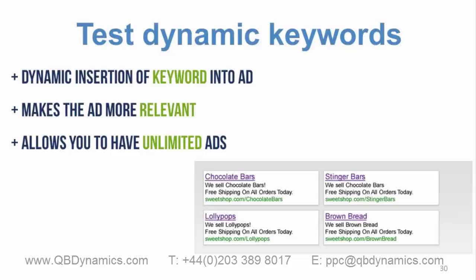And you can dynamically insert those keywords into the ads, making the ads more relevant and essentially allowing you to have unlimited ads. You can just say, hey, look, no matter what they search for, if it's a sweet term, go ahead and dynamically create an ad with that sweet term in it. Now, it's a really cool technology, and it can be applied in a case like this where you're trying to sell any kind of sweet or candy or category of products to searchers. It can also be used for local advertising in some pretty creative ways.